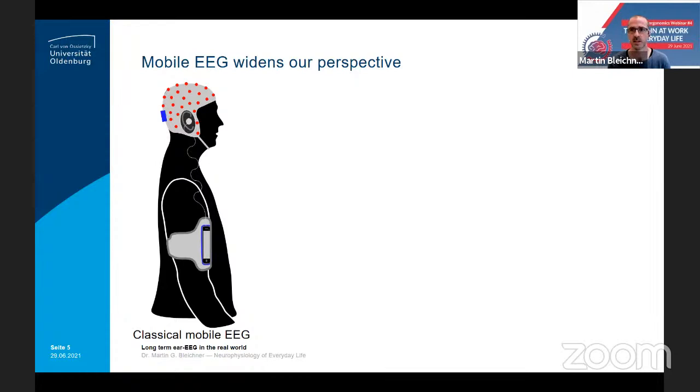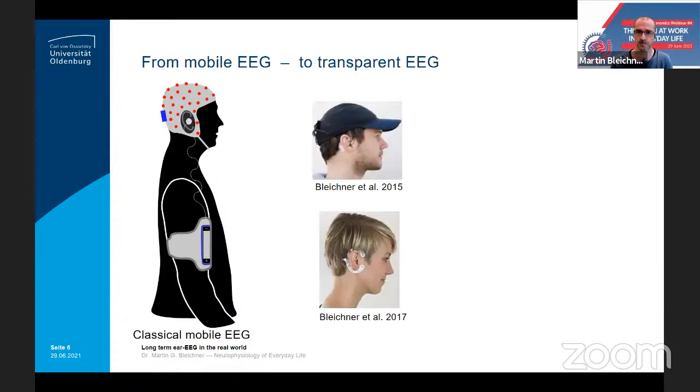In recent years, we have seen a great shift in neuroscience. We have overcome many of the constraints I just mentioned. Now we study freely moving people in complex virtual environments, during social interactions, and even during outdoor experiments. In Oldenburg, we have contributed to this development by working on making mobile EEG transparent. The idea behind transparency is that both the wearer and other people can forget about the hardware. So we started with hiding electrodes in a baseball cap and in and around the ears, and later developed the cEEGrid, an electrode array that is worn around the ears.